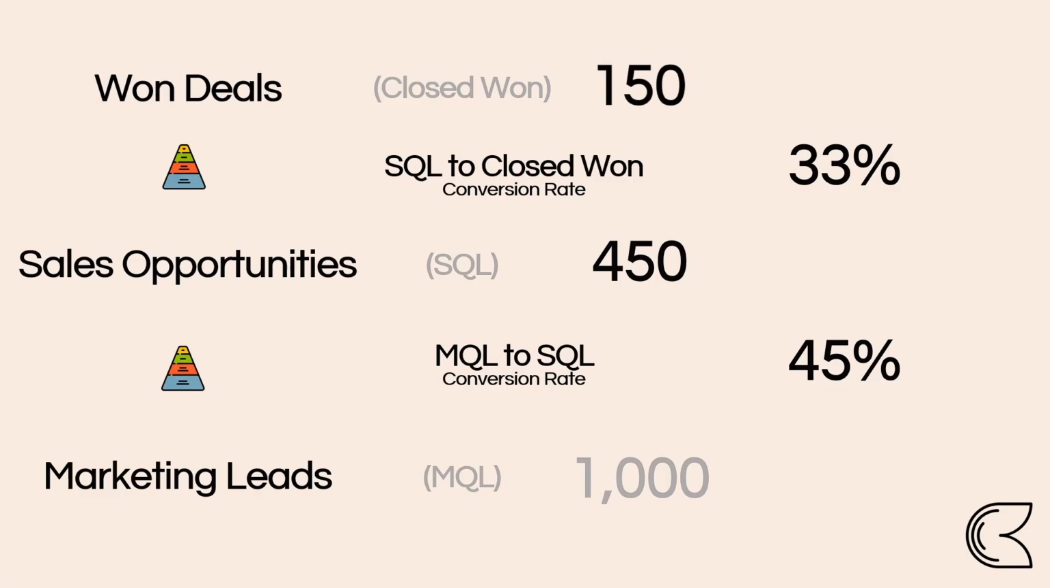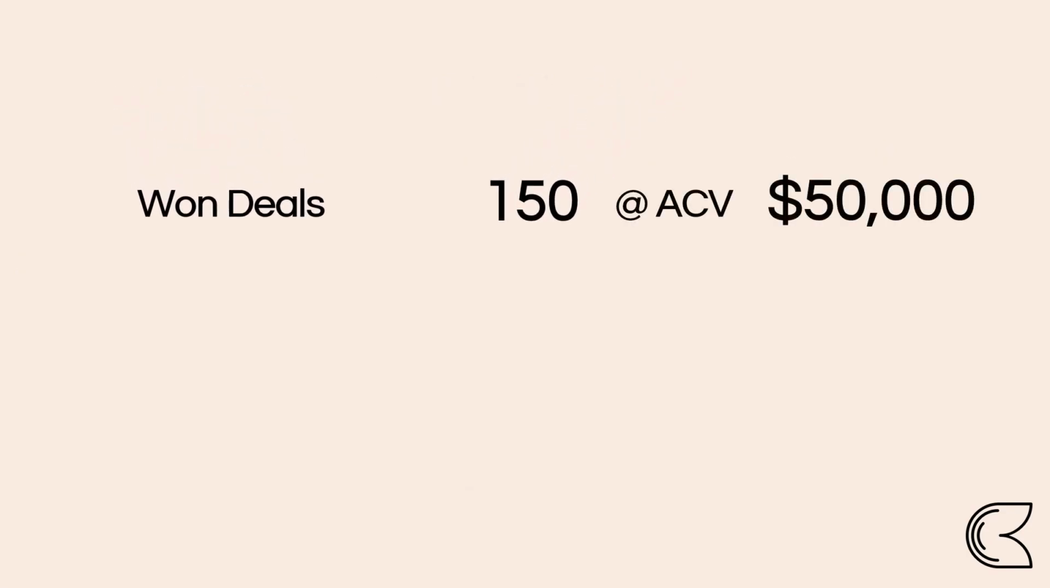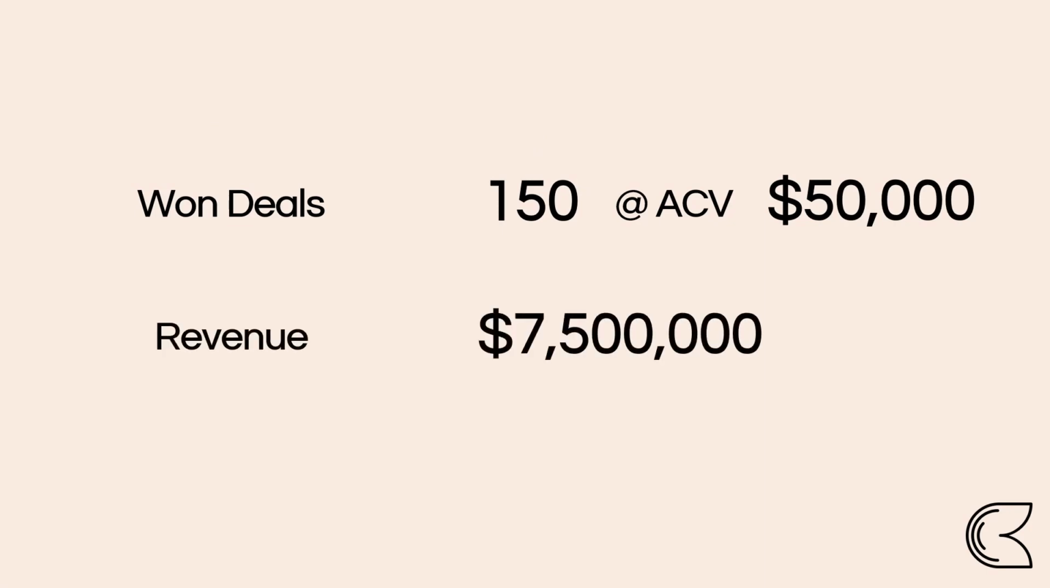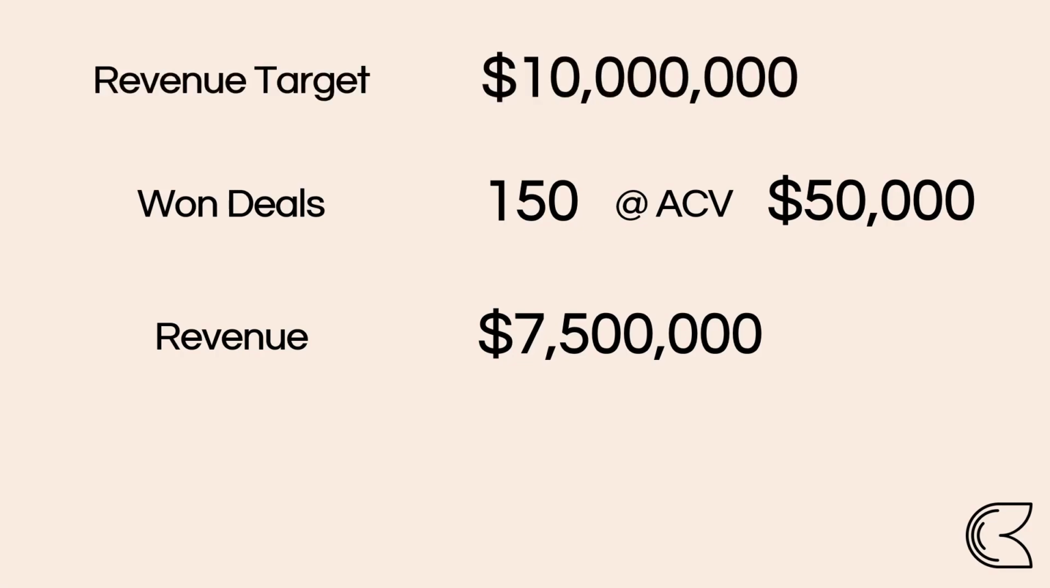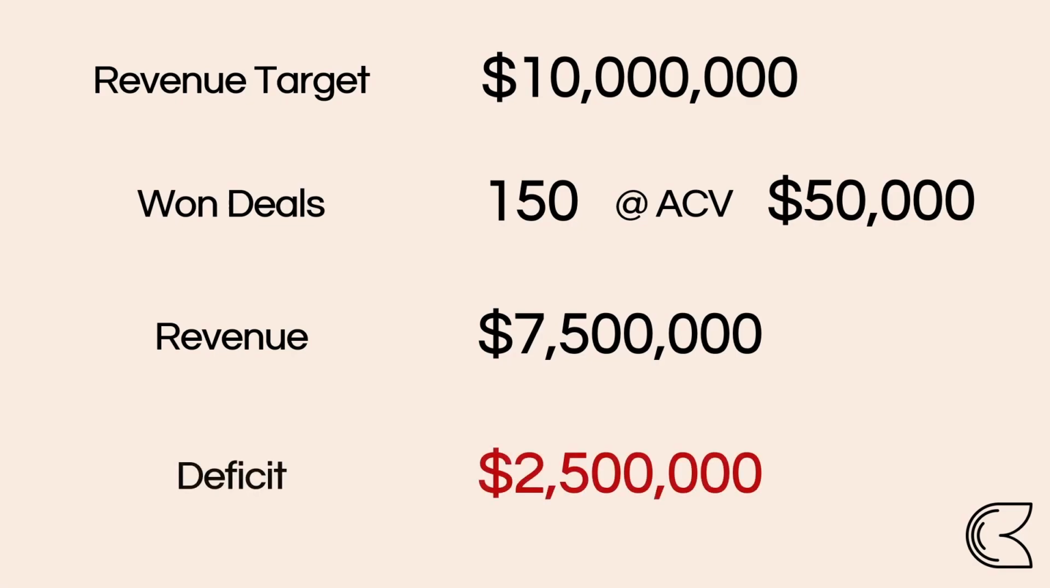So here's the kicker. If all my won deals are at an average contract value of $50,000, my revenue will only come to $7.5 million, which falls short of my $10 million target. It leaves me with a deficit of $2.5 million. So how do I close that gap? What do I need to do?